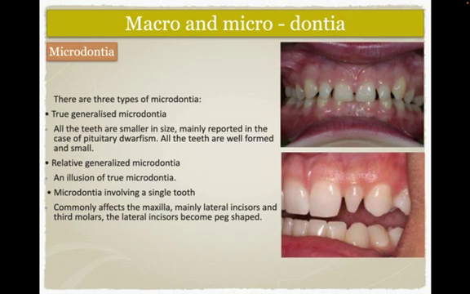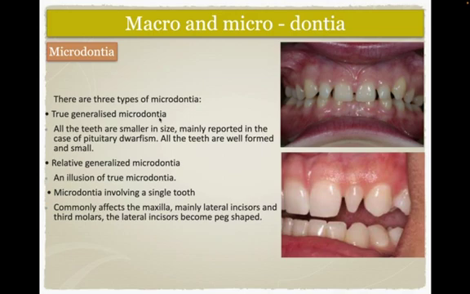Now, microdontia can be classified into three types. The true generalized microdontia, in which the teeth are truly small. That could be caused by genetics, it's just smaller teeth, or maybe it's associated with a syndrome like pituitary dwarfism. And the other one is relative microdontia, which is basically where the jaws are bigger, the teeth are normal size, but we have spacing. Because the jaws are big, it gives you the impression that the teeth are small. That's why it's called relative.